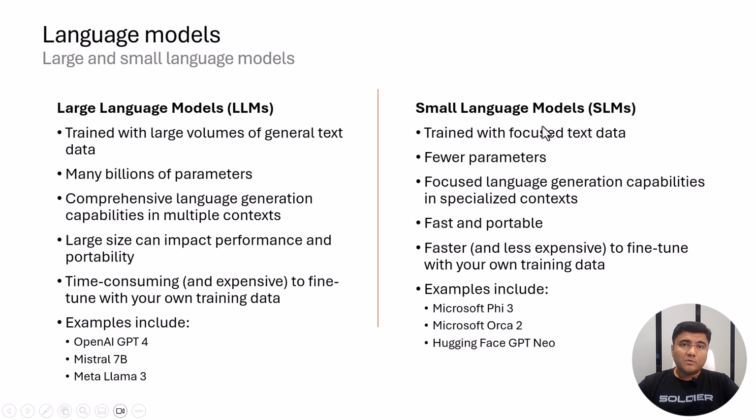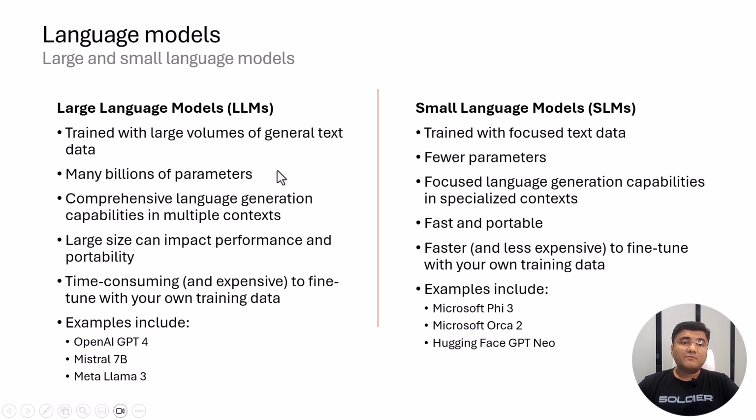So like in the previous one, when I was showing you that we have hundreds of models, not all of those models are actually large language models, because large language models are mostly trained with a large volume of data. And with that, we are going to have billions or trillions of parameters on which it got trained. On the other hand, we have small language models which are trained with a very focused amount of data, and it's going to have fewer parameters associated with that.